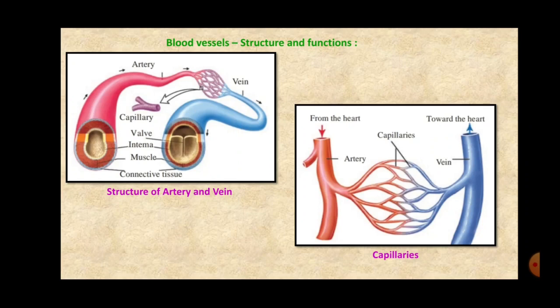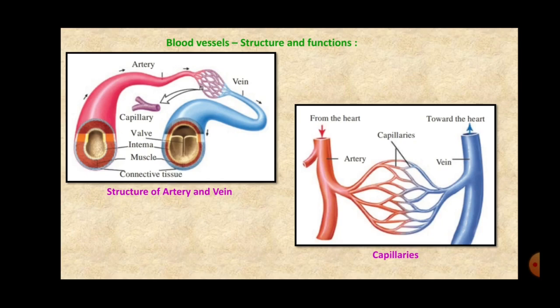See students, in the first picture you can very clearly see in the cross section of the artery the lumen, that is the clear cavity, whereas in the vein you can see there are valves which prevent the backward flow of the blood. And the third important difference between these two is that arteries have thick walls, whereas veins have very thin walls.